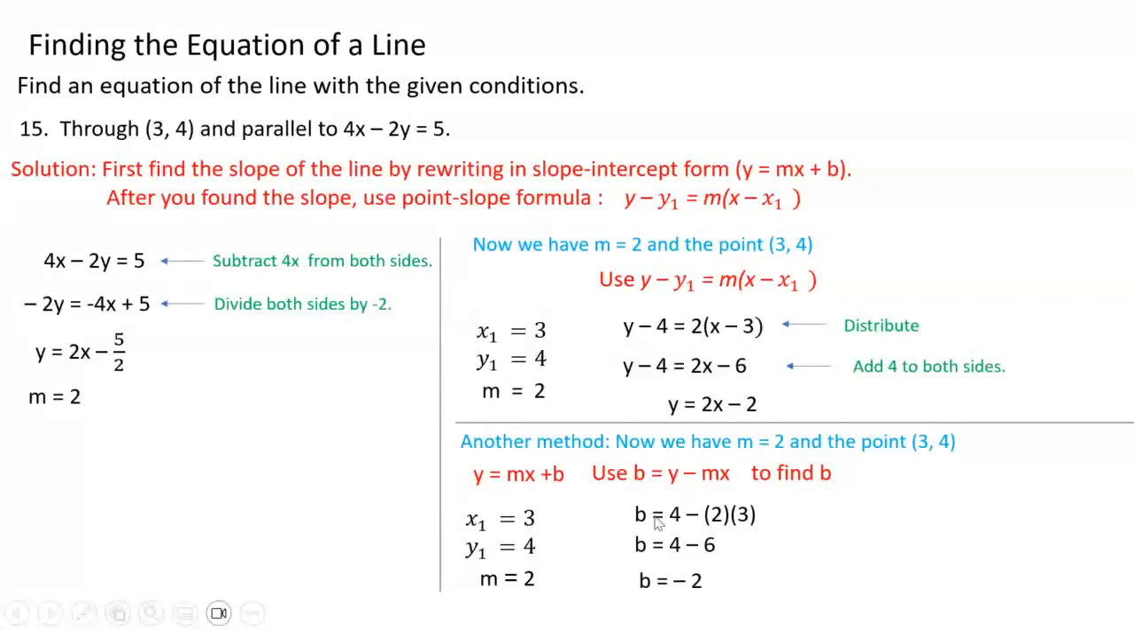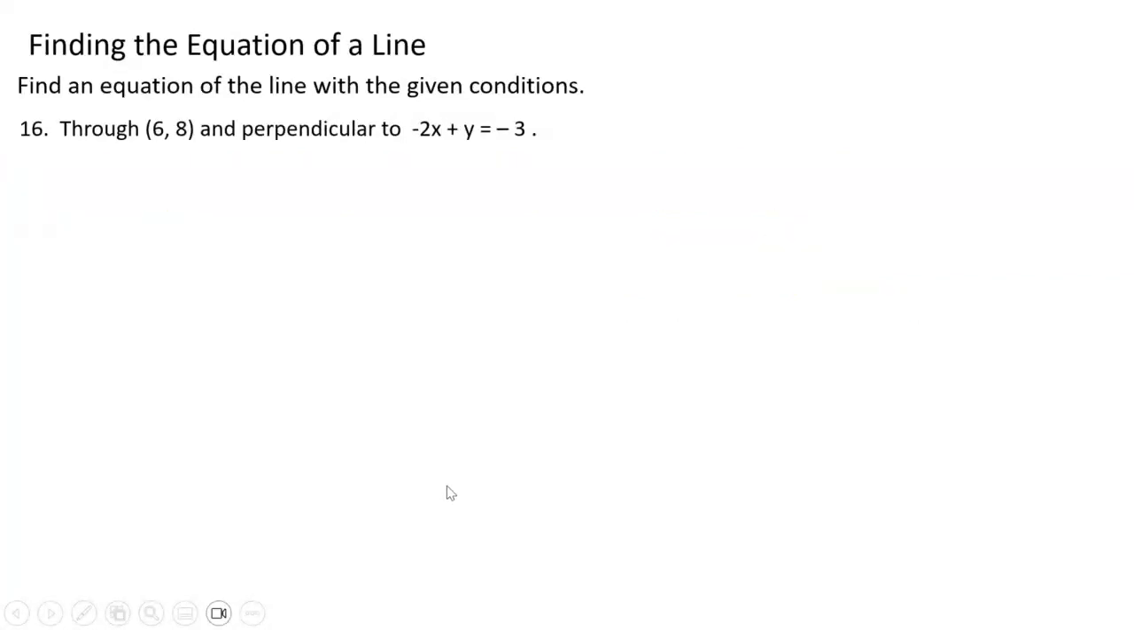So all we do is plug in the calculator, guys, here where it says 4 minus 2 times 3. That's where you plug in, and we should get -2. So again, I found my m, I found my b. We plug them into the equation. So we get y equals 2x minus 2. You see, we get the same thing. Okay.